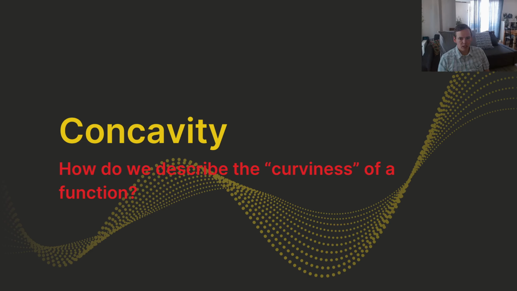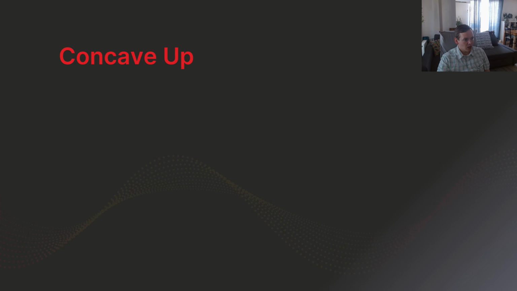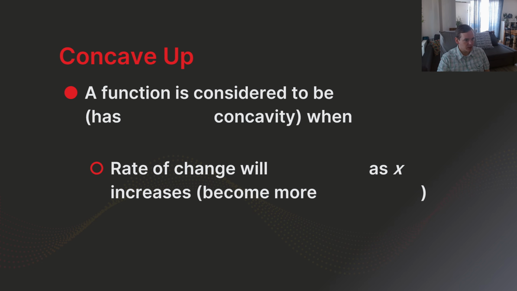Next, I want to discuss another property of functions that is related to derivatives, and that is concavity. Just like we had with increasing and decreasing, we have two options. A function is said to be concave up, or it has positive concavity. Those are the two ways you can say it.